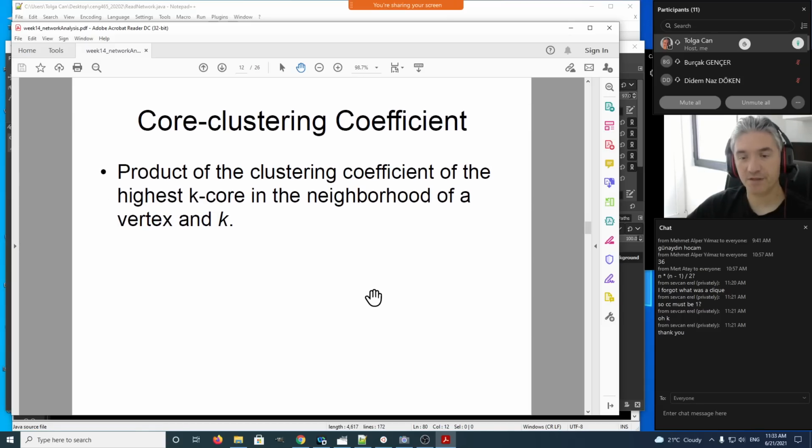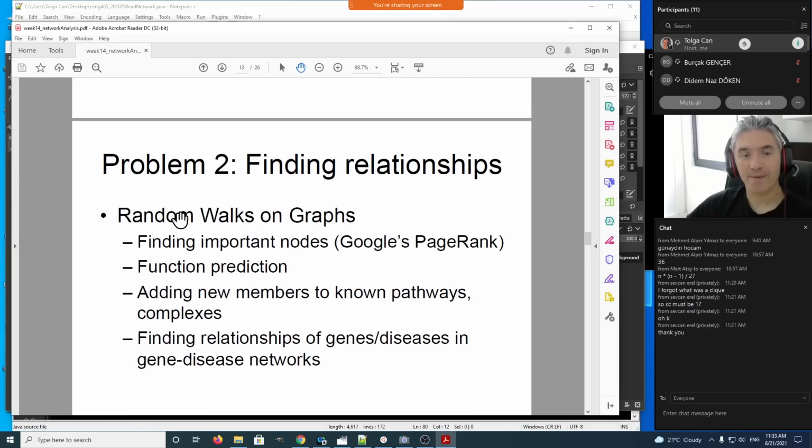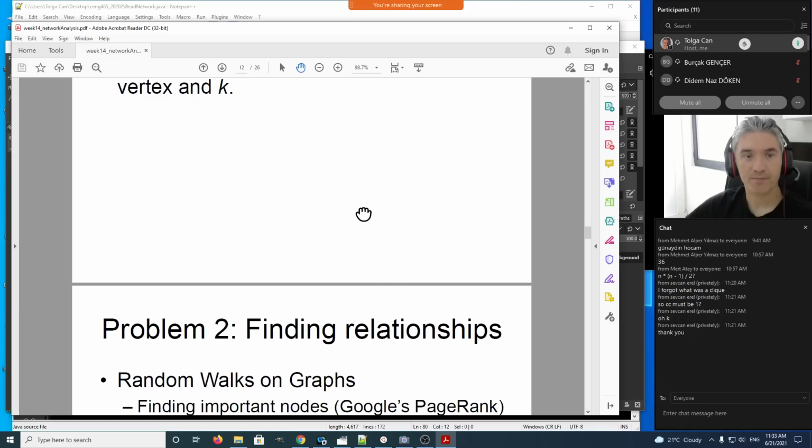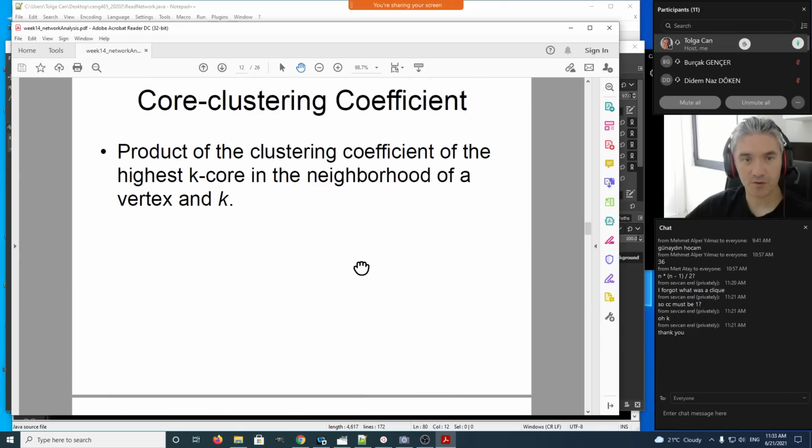And after that on Thursday, I'm going to talk about random walks on graphs in 1 hour, and this will conclude our discussion on biological network analysis. All right, that's it from me for today.